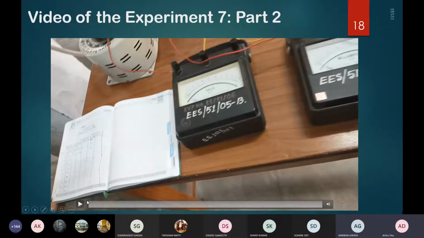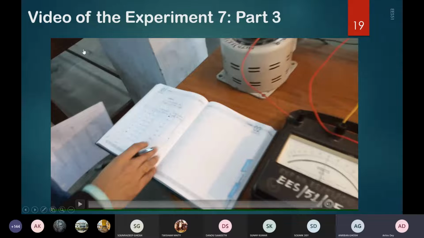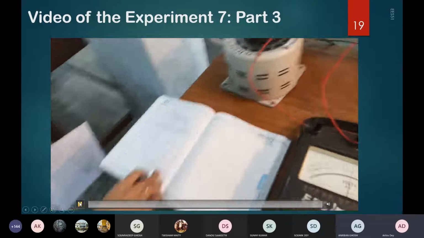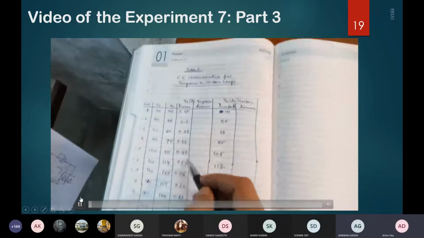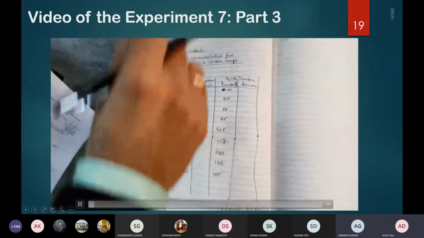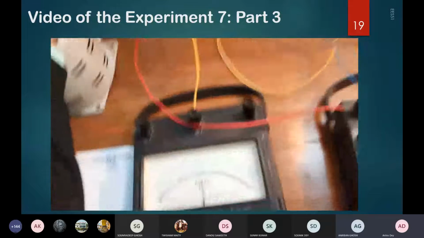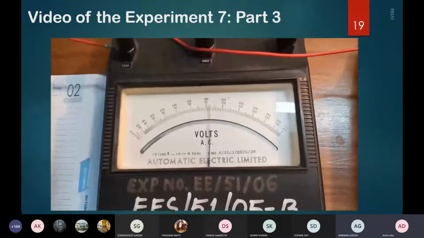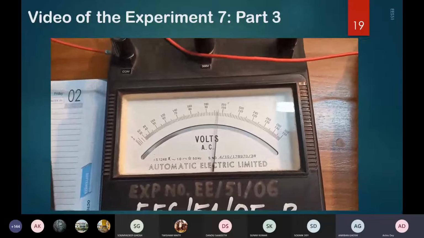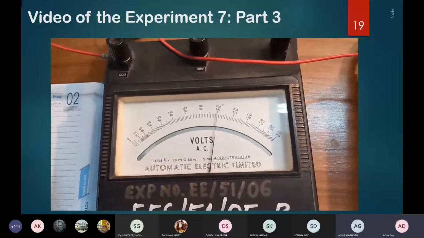Okay, so now let us move to the next part. You can see gradually we have populated till 180. Now let us do it again for 200 and 220. So these are the last few increasing steps. We are reaching 200.